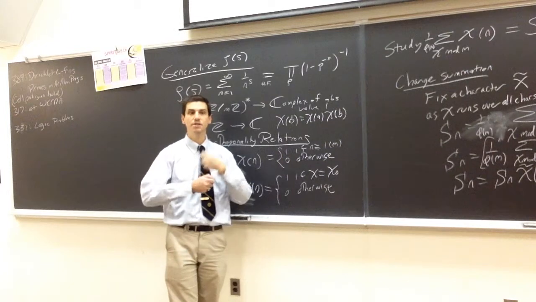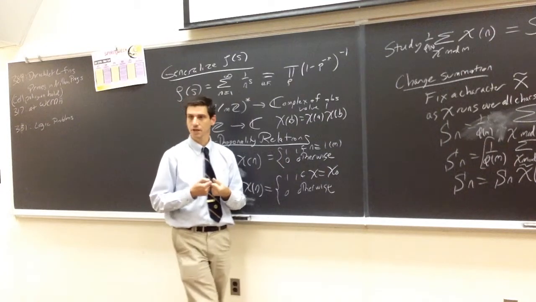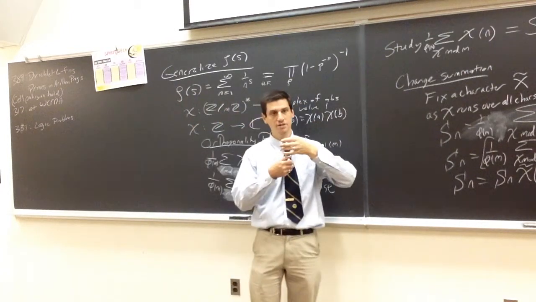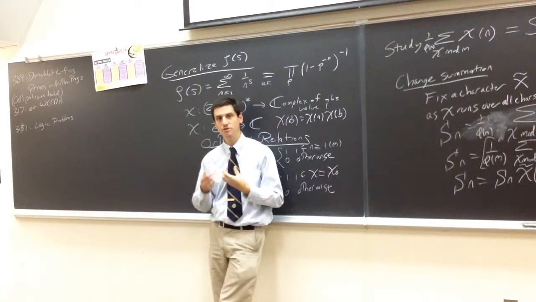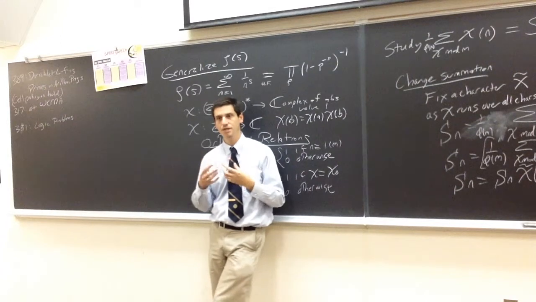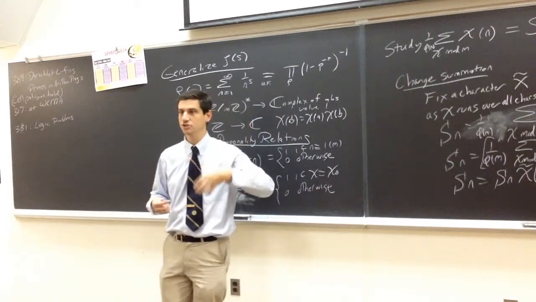And the reason is you can now play these partial summation games. And you have the sum of chi n over n to the s. Well, if we just had the sum of 1 over n to the s, if we tried to do partial summation, the problem is the sum of the numerator is going to just get too large.